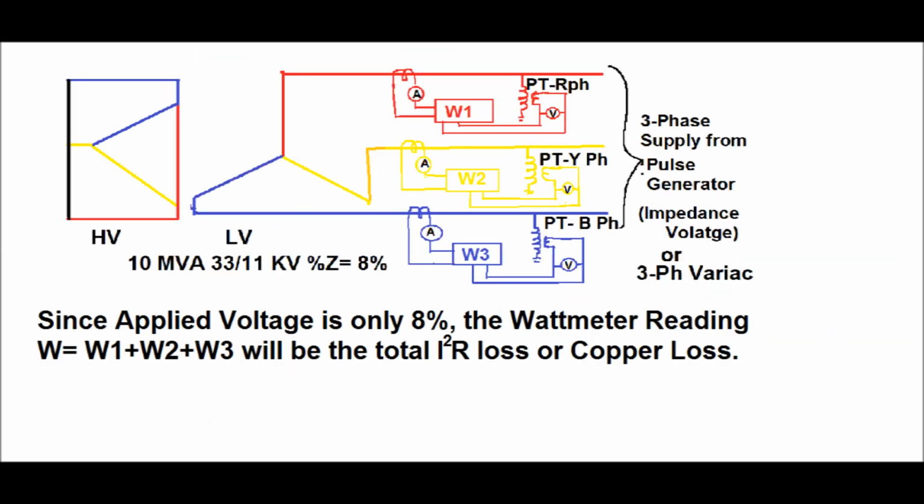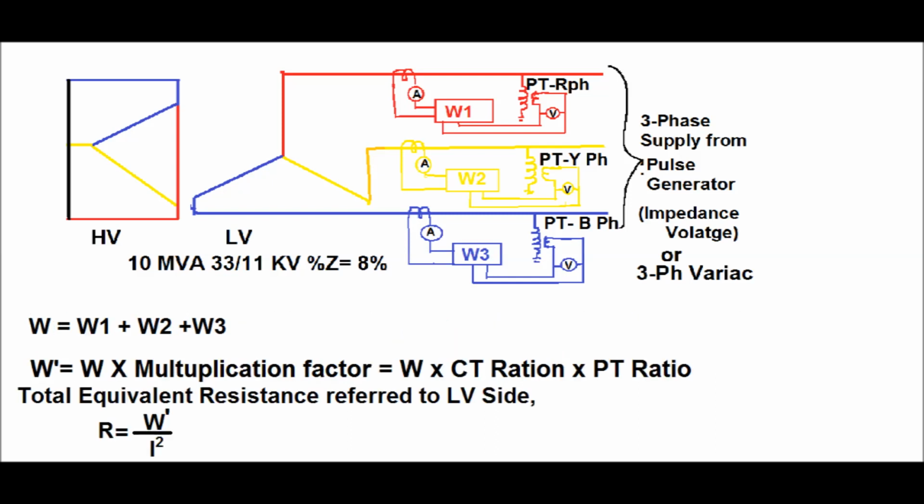Since the applied voltage is only 8%, the wattmeter reading is mainly the I square R loss, or copper loss. That is, W, the sum of the 3-phase wattmeter readings W1 plus W2 plus W3, will be equal to the total I square R loss or copper loss of the transformer, in terms of the CT secondary and PT secondary.